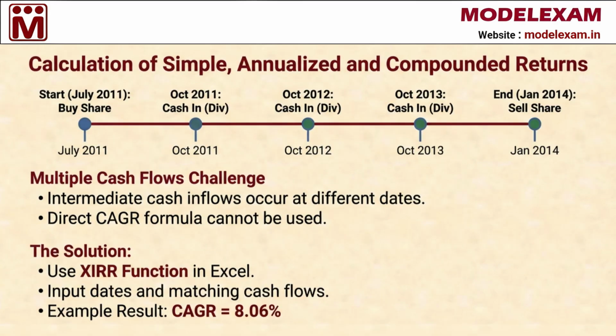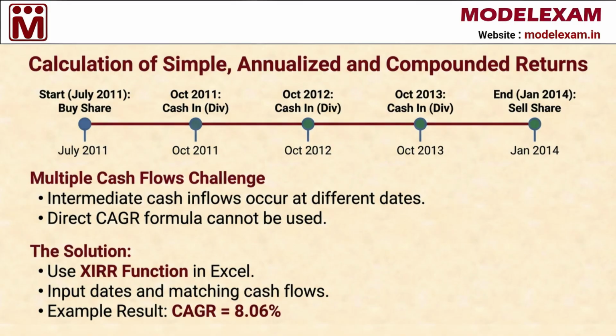However, CAGR has a weakness when money moves in and out multiple times. Look at this timeline. You buy a share in July 2011. Then you receive cash in dividends in October 2011, October 2012 and October 2013. Finally, you sell the share in January 2014. Because these cash flows happen at different dates, the direct CAGR formula cannot be used.